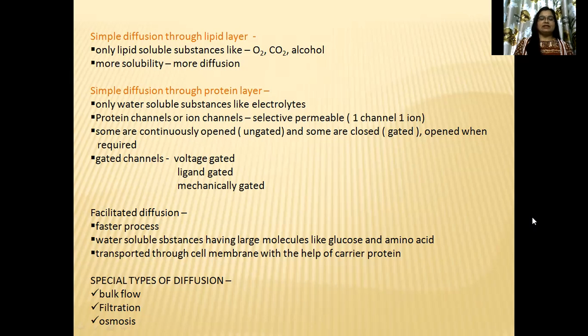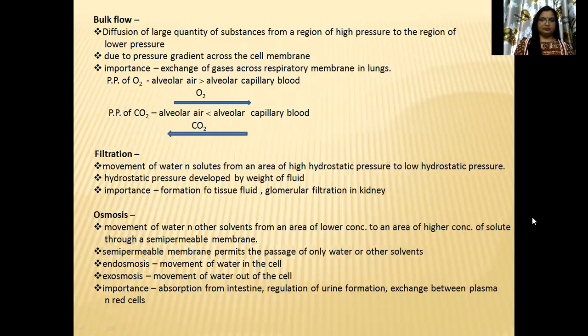Then facilitated diffusion, which is a faster process. Water-soluble substances with large molecules like glucose and amino acids are transported through the cell membrane with the help of carrier protein. Then special types of diffusion: bulk flow, filtration, and osmosis.